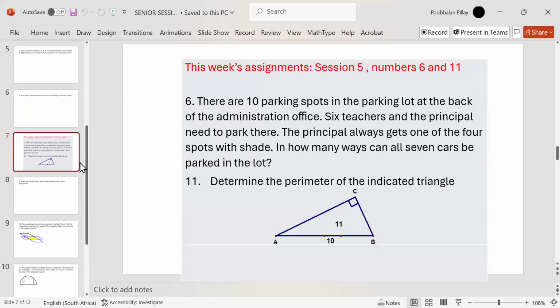Oh, this week's assignments, session 5. There are 2 problems here. Number 6 and 11. I've given you 2 problems. They are quite demanding, but try them and submit your answer, whatever it is. Even if you say, submit it to your lecturer and say, I tried, but I can't do it. At least do that. Then we know that you have attempted it.